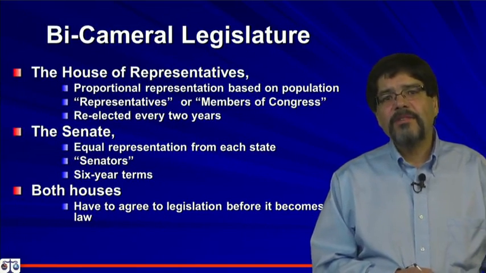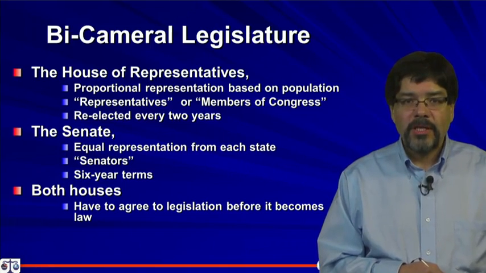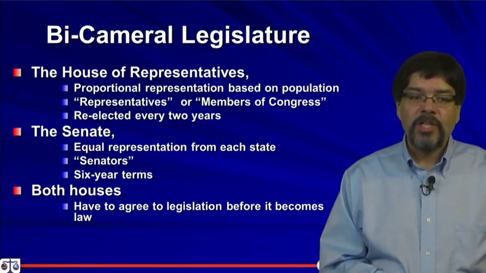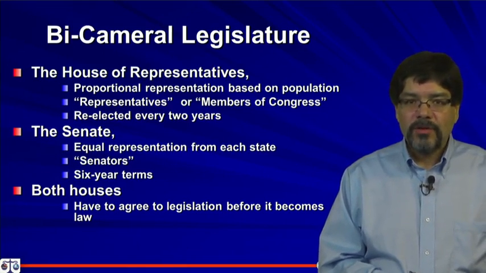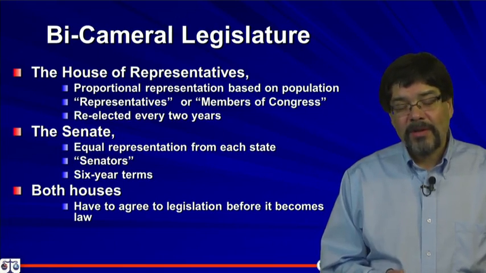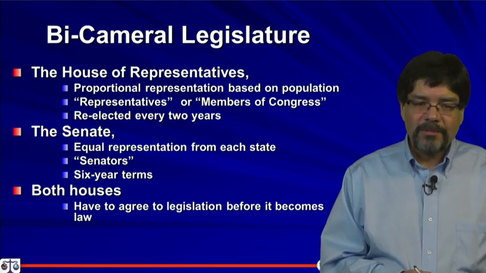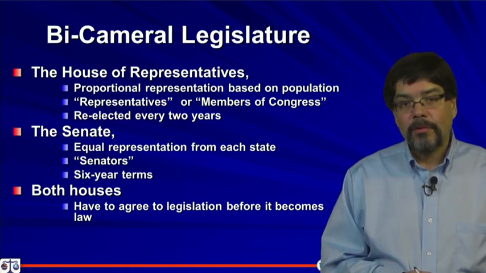The legislature itself is a bicameral legislature. It is composed of a House of Representatives, which includes proportional representation, meaning that it is based upon the population of each state. The representatives, or members of Congress, are re-elected every 2 years, which means that they have to be very close to their districts and to the people whom they represent. The Senate has equal representation from each state, 2 senators from each state, and they serve 6-year terms. Both houses have to agree on any piece of legislation before it may become law.